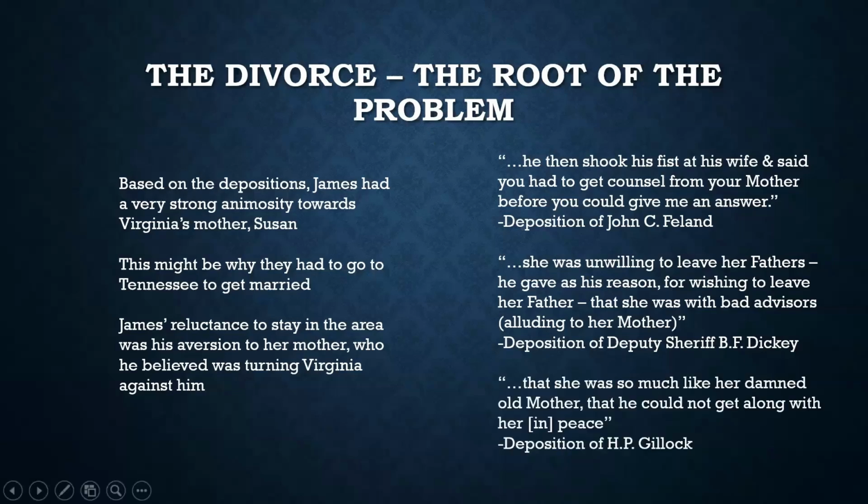The most damning one of all is that he said she was so much like her damned old mother that he could not get along with her in peace. This is what he told the owner of the boarding house where they lived, where they were actually asked to leave because their issues with each other were affecting the whole household. And he told him that they weren't ever going to be able to get along with each other. So clearly, some issues going on between James and his mother-in-law.